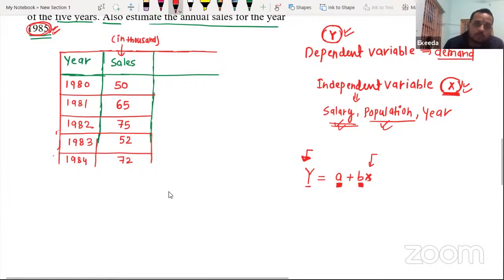So we will consider this cell's data as our y, that is our dependent variable. Now you can see we are not assuming the year as x, because it will make the calculation very lengthy. So I am writing a new column, a new table for x. x is our independent variable, so I am writing a new column for x.